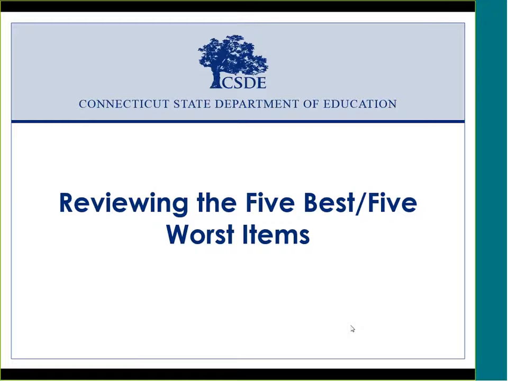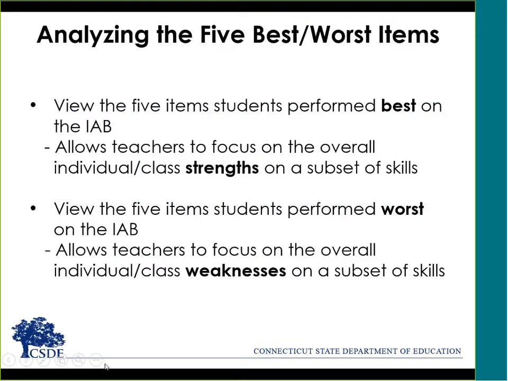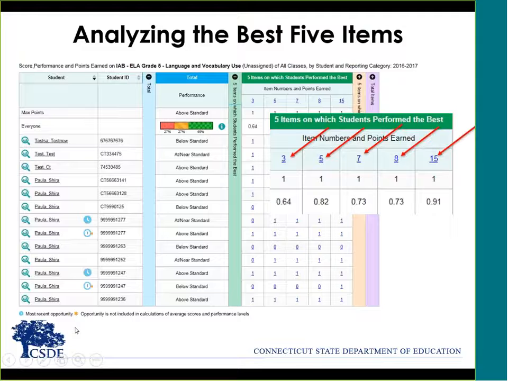Now let's look at the 5 best and 5 worst items. Using this feature in the system, teachers can analyze student responses to determine next steps for instruction. In this section, I've chosen the Grade 5 Language and Vocabulary Use block to review. When using this feature, be aware that the average percentage of students responding correctly to the item is presented.